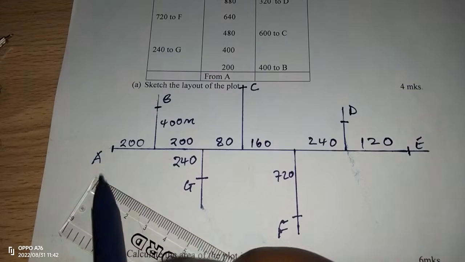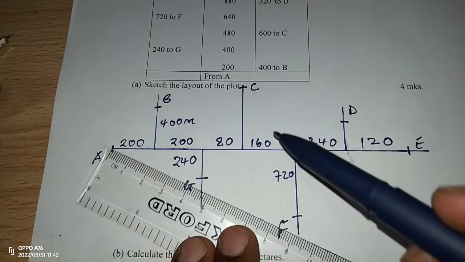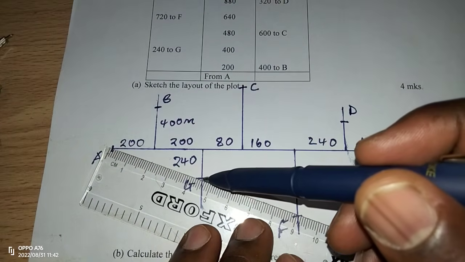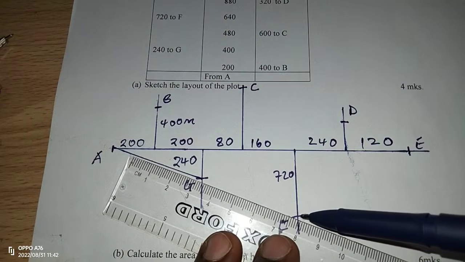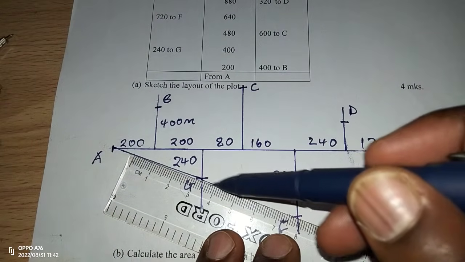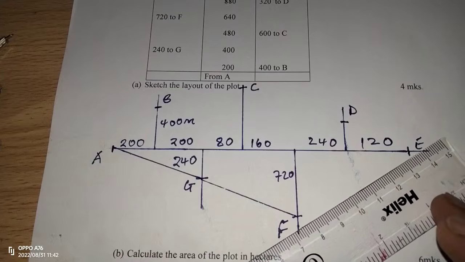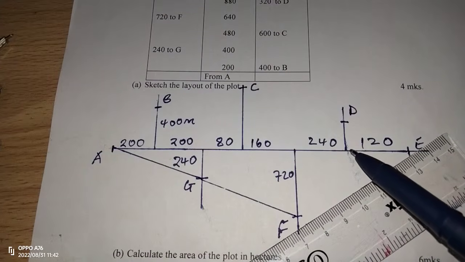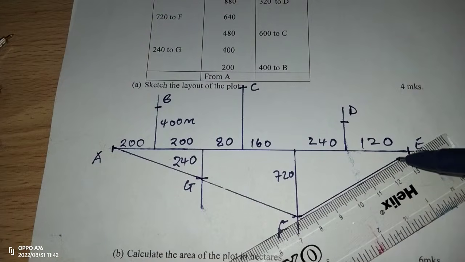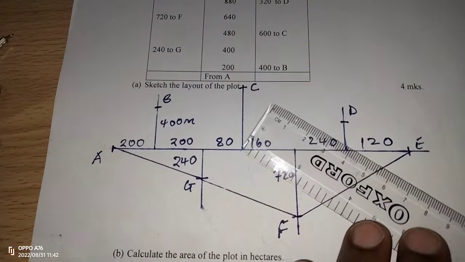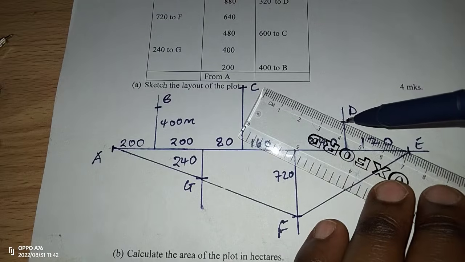Therefore, from A, on this side, we connect to the nearest offset, which is at G. Then from G, we connect it with F. From F, we connect it with E directly, because this is not an offset. The offset is to the other side. Then from there, we deal with the upper part.